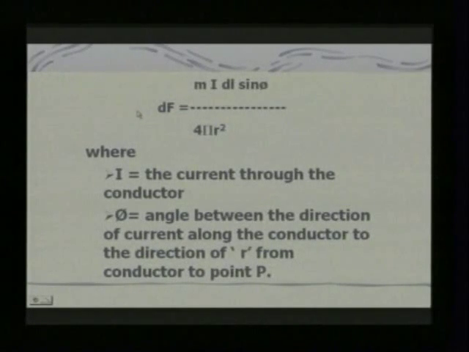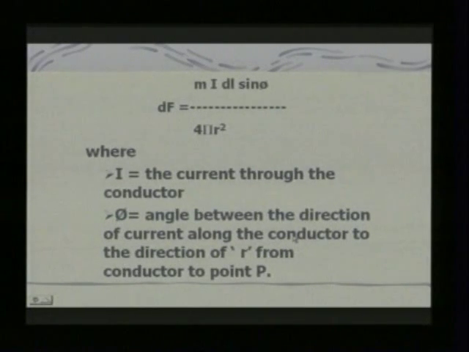dF or dH is equal to m i dl sin phi by 4 pi r square, where I is the current through the differential element of the conductor dl, and phi is the angle between the direction of current along the conductor, that is of differential length dl, to the direction of r from the conductor to point P.